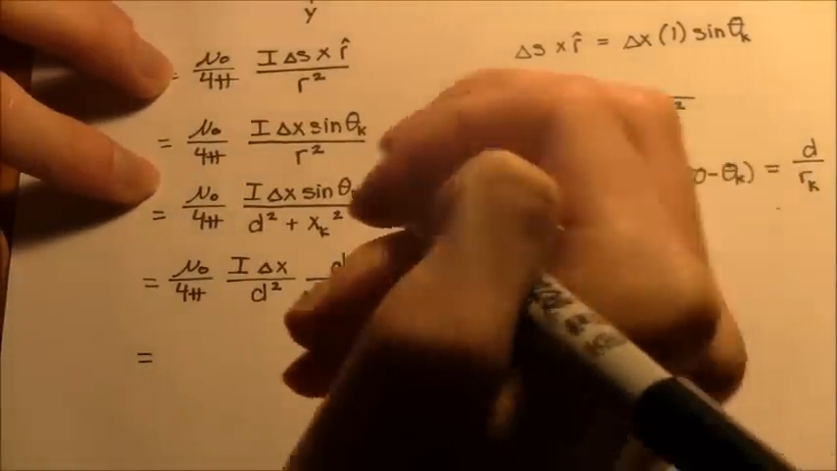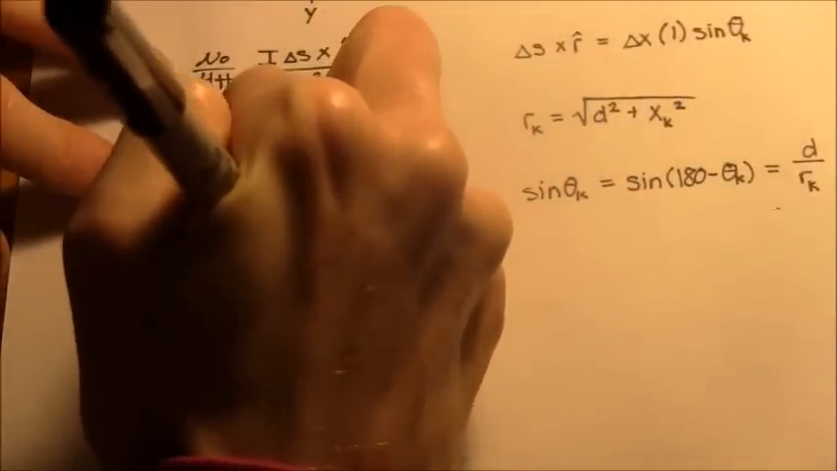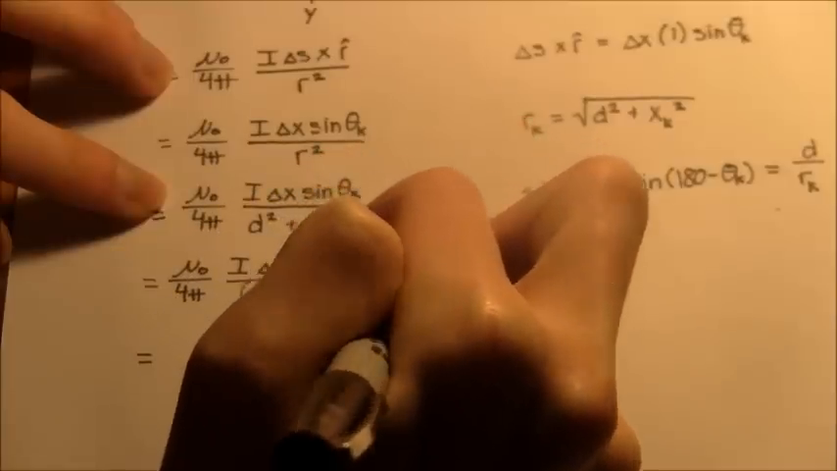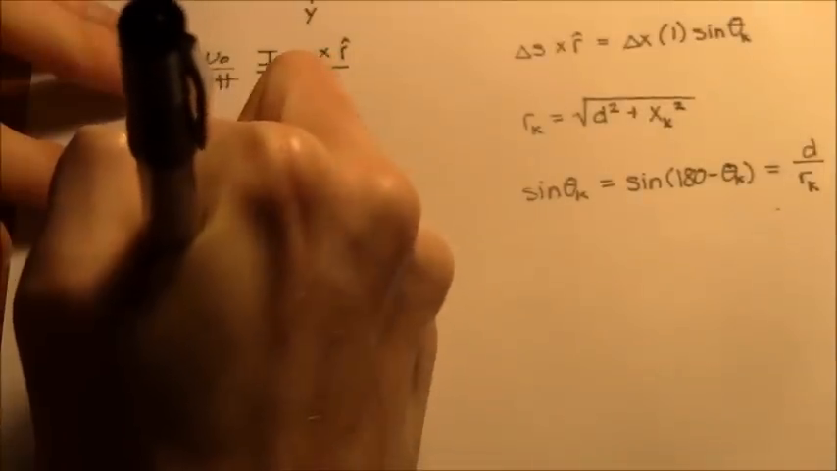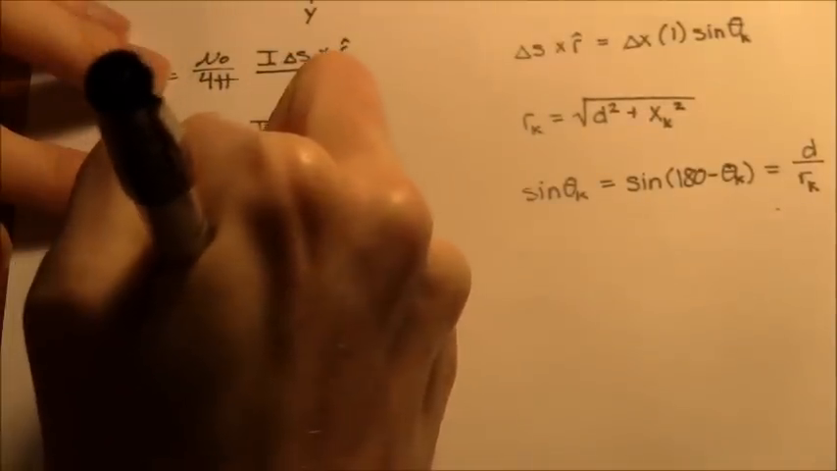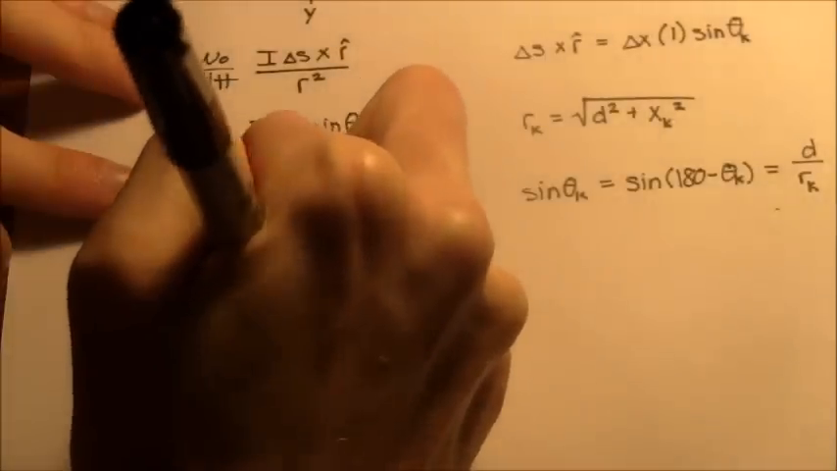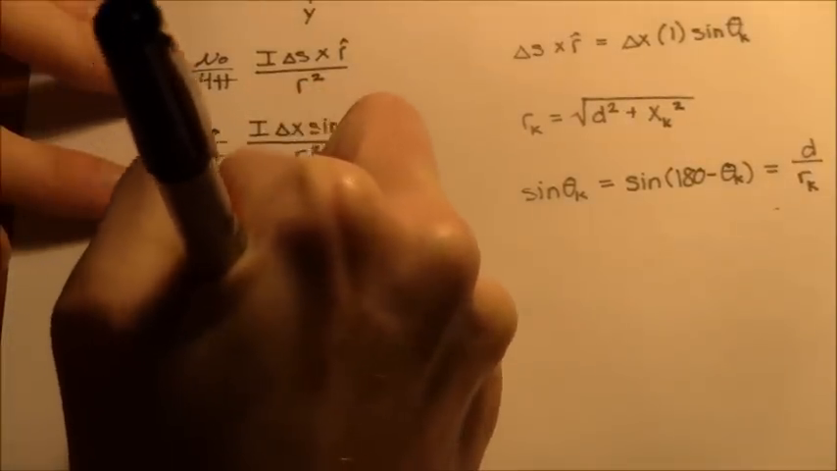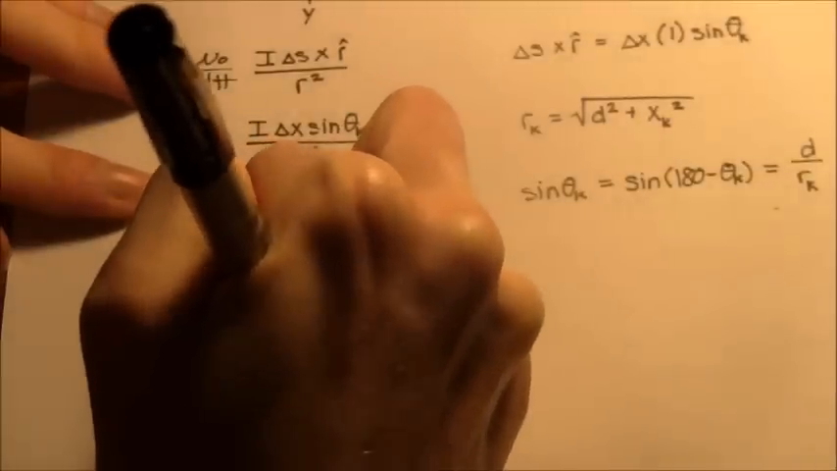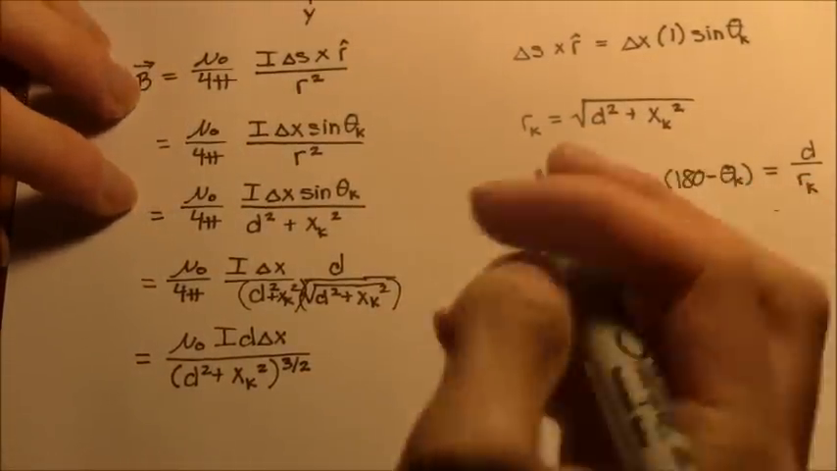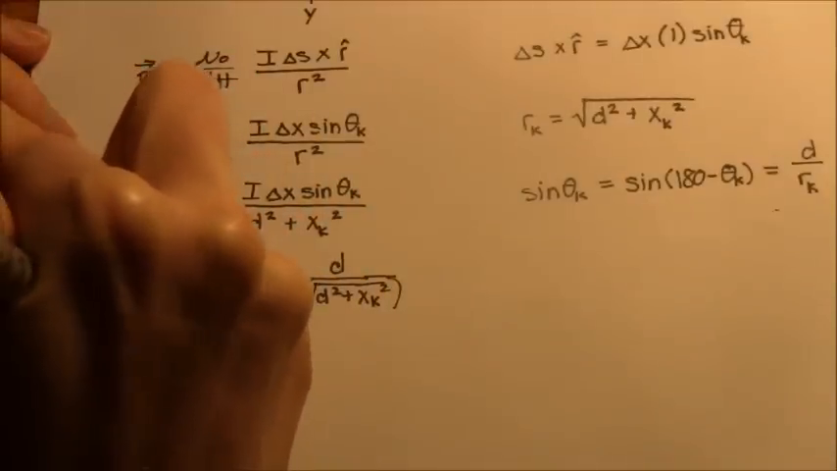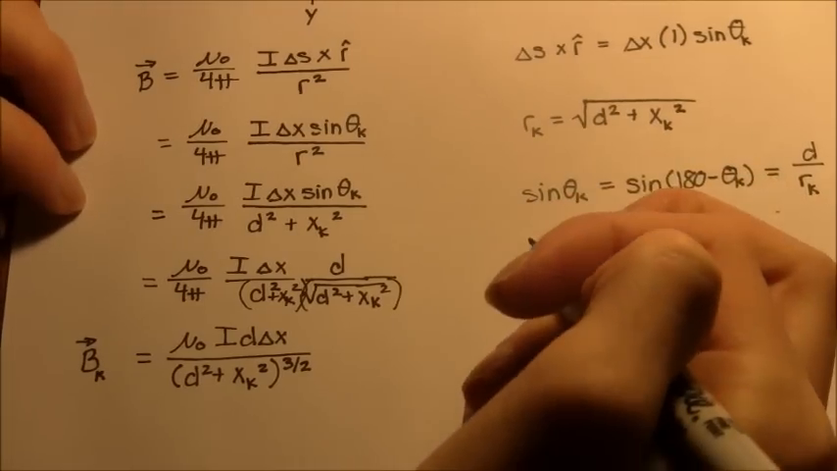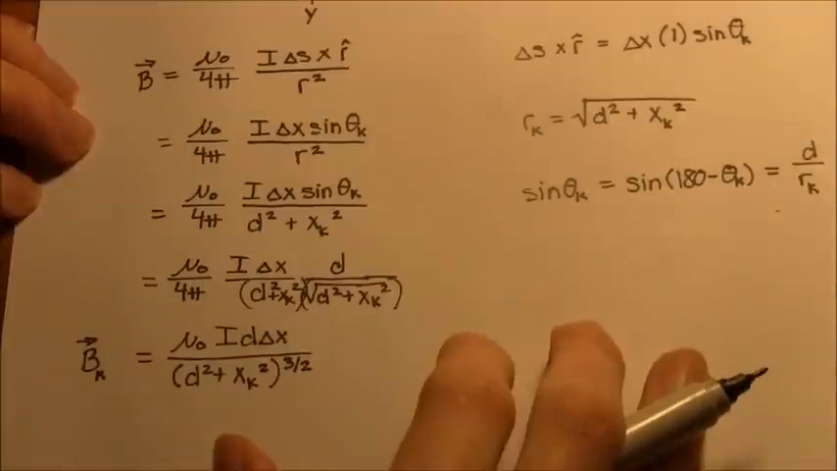So this term and this term can be combined. So we have d squared plus xk squared to the power of 3 halves. And so this is our magnitude of B in the k direction, which is a vector representation of the z-axis. So this is the magnitude.